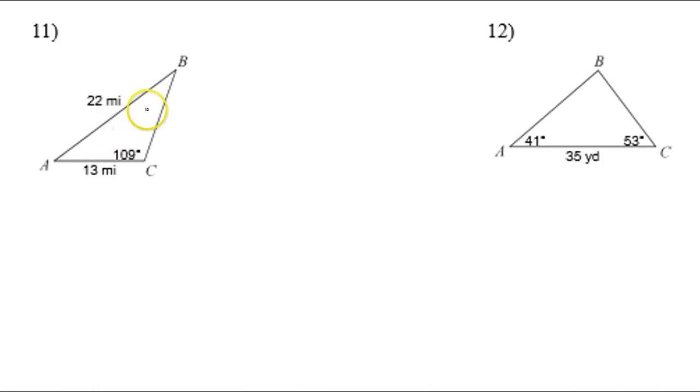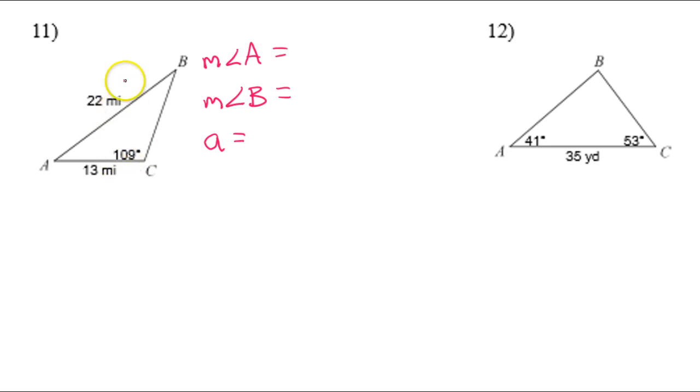Problem number 11. We are missing two angles and a side. So we are missing the measure of angle A. Going to have to find that. We are missing the measure of angle B. We will need to find that. And we are missing side A. All right, those are the three things that we will need to find.